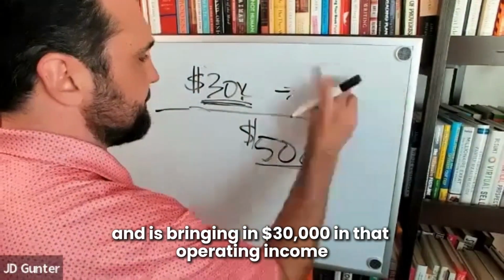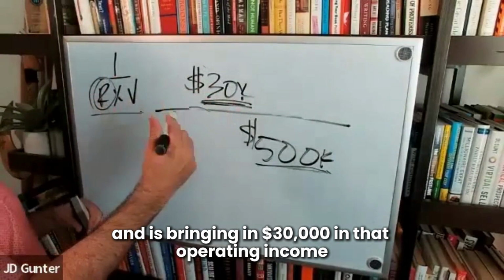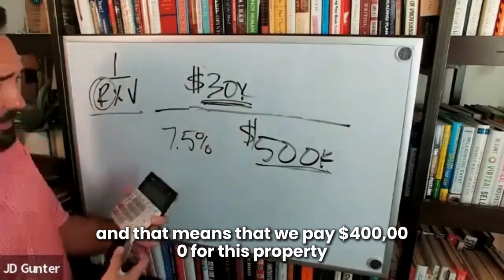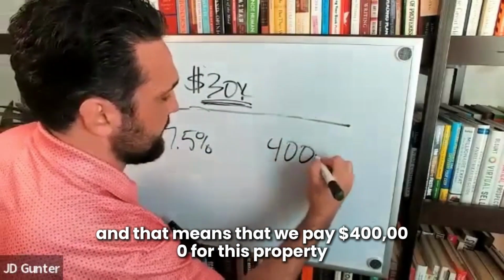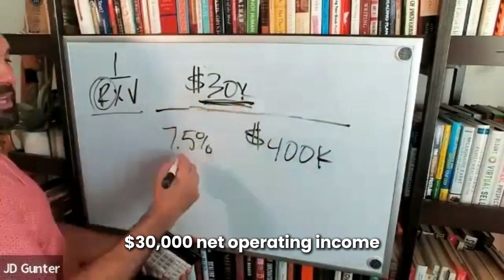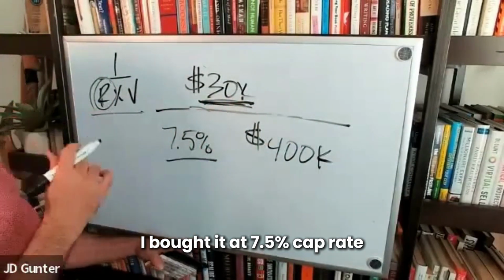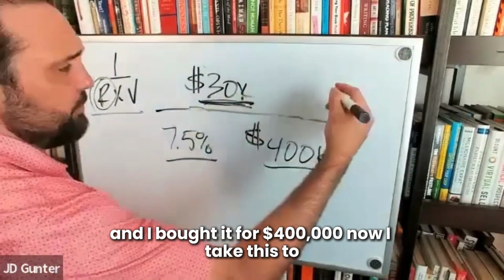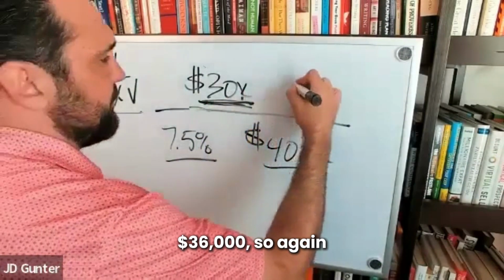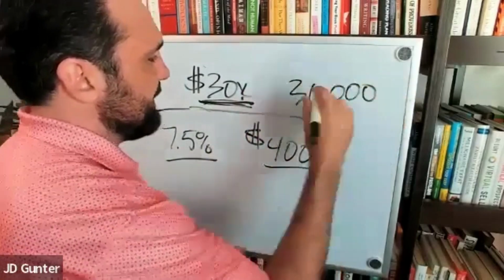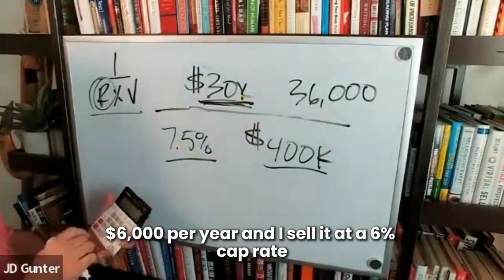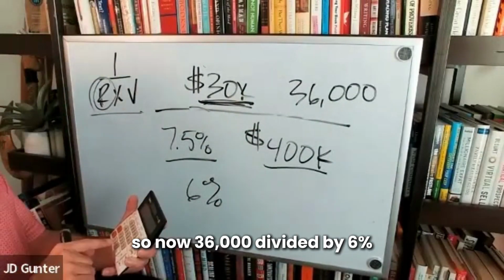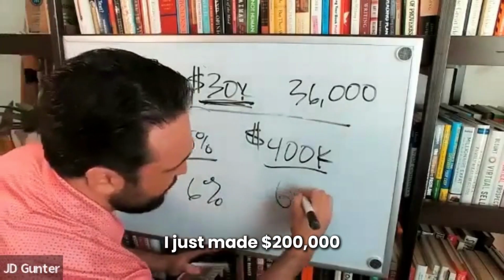Here's where this gets fun, is when we say we bought a property that's valued at $500,000, okay, and is bringing in $30,000 in net operating income, and we bought it at a 7.5% cap rate. And that means that we paid $400,000 for this property. So $30,000 net operating income. I bought it at a 7.5 cap, and I bought it for $400,000. Now I take this to $36,000. So again, not a huge jump, $6,000 per year, and I sell it at a 6% cap rate. So now 36,000 divided by 6%, I just made $200,000.